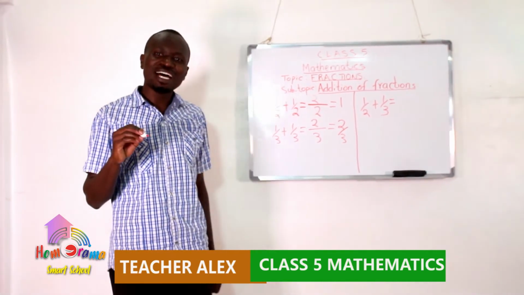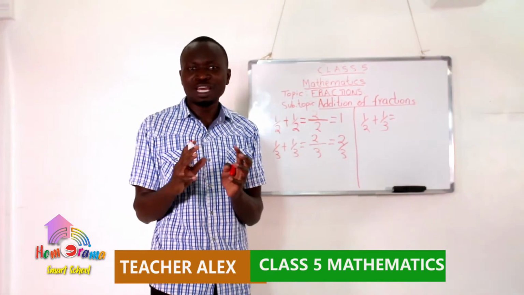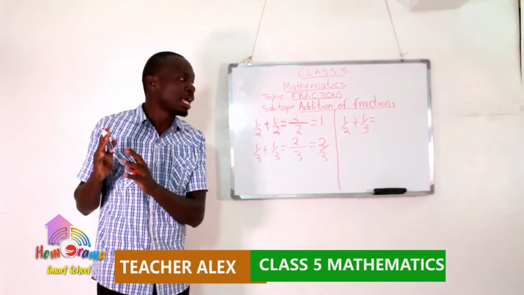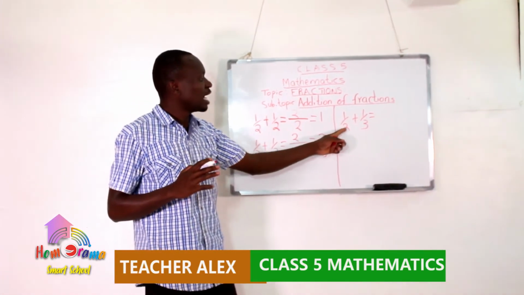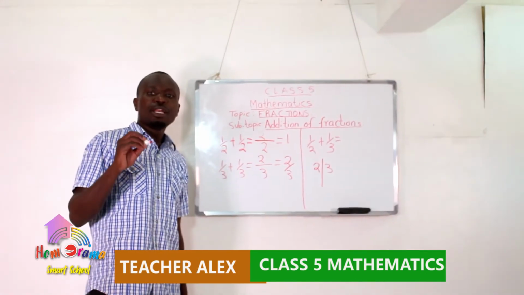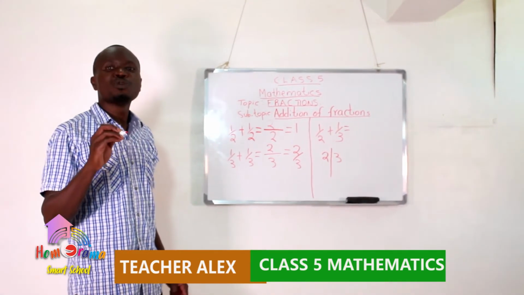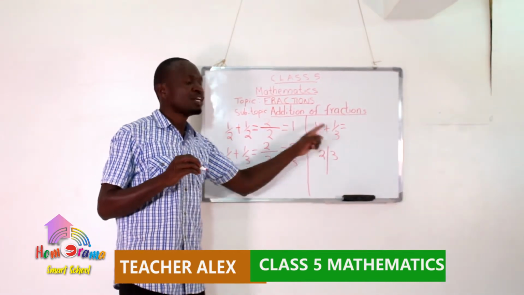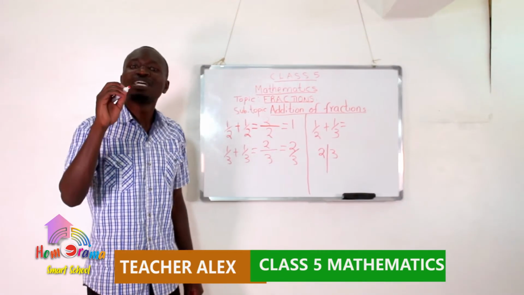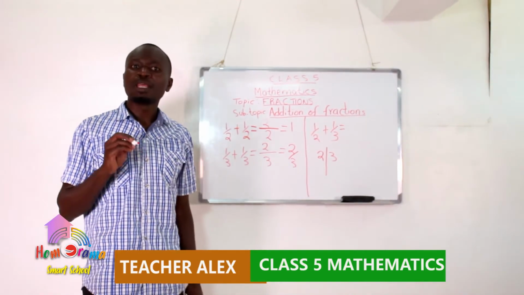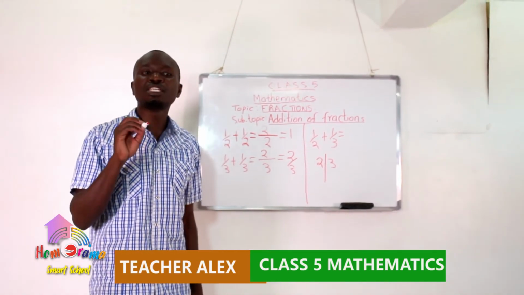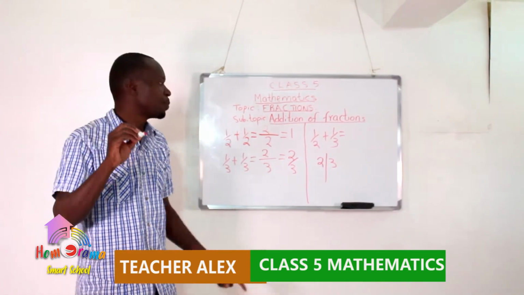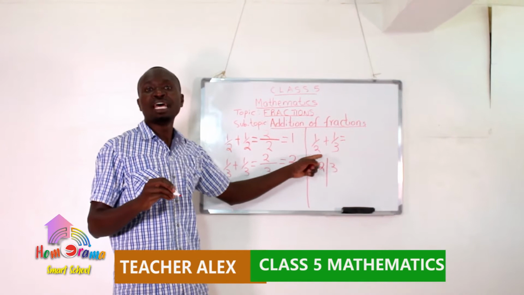Now, this is where maths becomes simple and sweet. We already have the concept of LCM. Because the denominators are different, we are to look for the LCM of the denominators, which are 2 and 3. And the question is, what is LCM? LCM is the least common multiple. So we look for the least common multiple of 2 and 3.